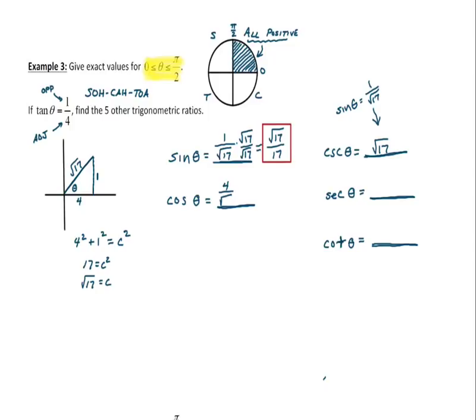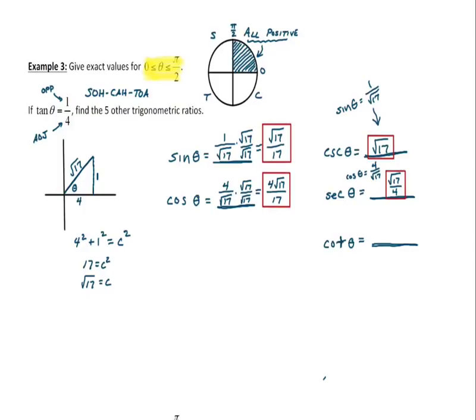Going back to the triangle, if I want to find cosine of theta, it would be the adjacent side over the hypotenuse, which is 4/√17. Then I would rationalize, multiplying the top and bottom by √17. So my cosine value would be 4√17 over 17. Similarly, for secant of theta, I'm not going to use my final answer for cosine. I'm going to go back to my original value, which is 4/√17, and flip it over, which means secant of theta would just be √17 over 4. So I have those 4.